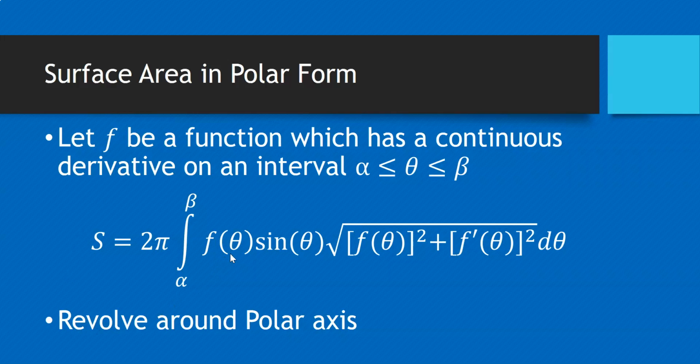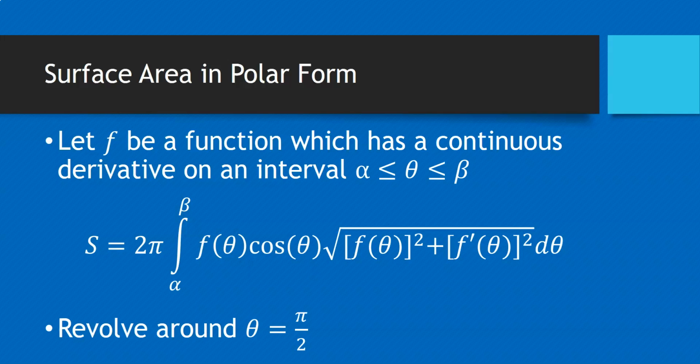Remember, y is r sine theta. And if we have to rotate something around the y-axis, which is the line theta equals pi over 2, then we'd have to use an x value, r cosine theta. So surface area in polar form looks a lot like arc length, but with 2 pi times either the x value or the y value times the square root, integrated from a to b, or alpha to beta.